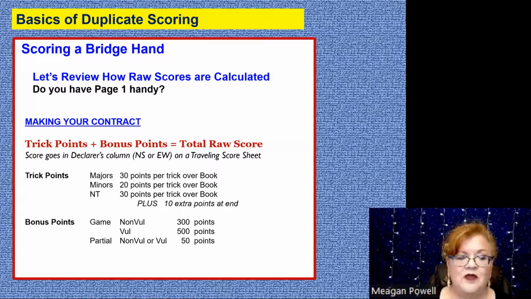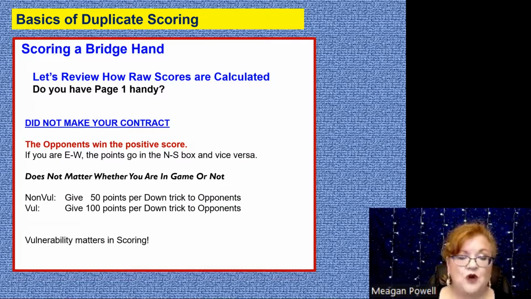That's it. Now, on the bottom of that page, when you don't make your contract, you are going to give the opponents a positive score. How do you do that? Well, basically, you're calculating how you performed, declarer, and when you go down in a contract, you have to give the opponents a certain number of points for every trick you are down. Now, this does not have anything to do with book.